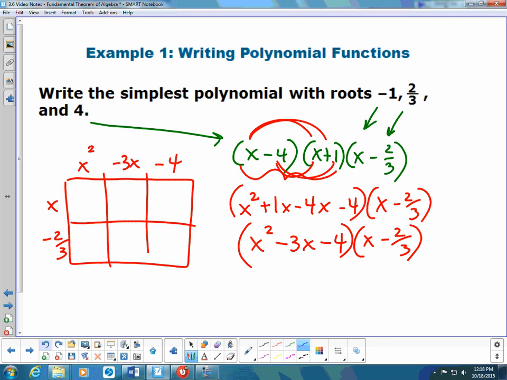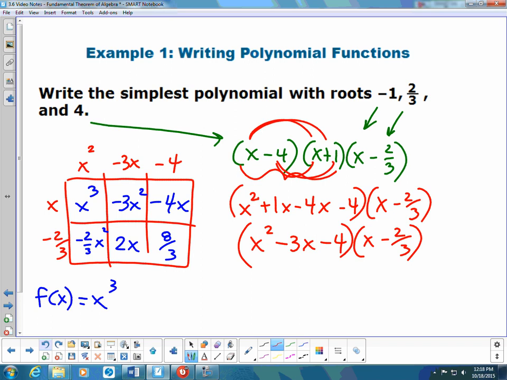So it looks like we're going to have x cubed minus 3x squared minus 4x, filling up our top row, and a negative 2/3 x squared, and this one's going to be a positive 2x, and then the last one is going to be 8/3. All right, so our final answer for the polynomial, I'll call it f of x, would be x cubed.